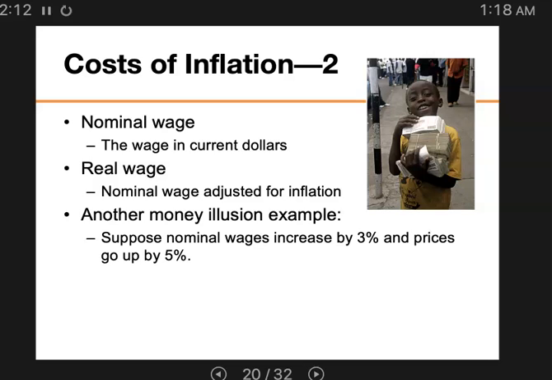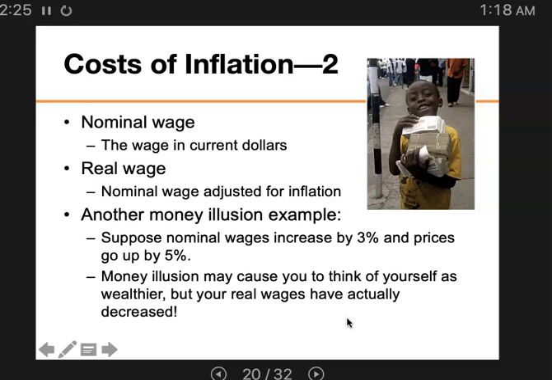Remember? So a price level change is inflation. So for example, suppose nominal wages increase by 3% and prices go up by 5%. If you have the money illusion, you would think of yourself as wealthier, but actually your real wages have decreased, right? So that is the money illusion right there. So with the real wage and the nominal wage, you have to be careful.